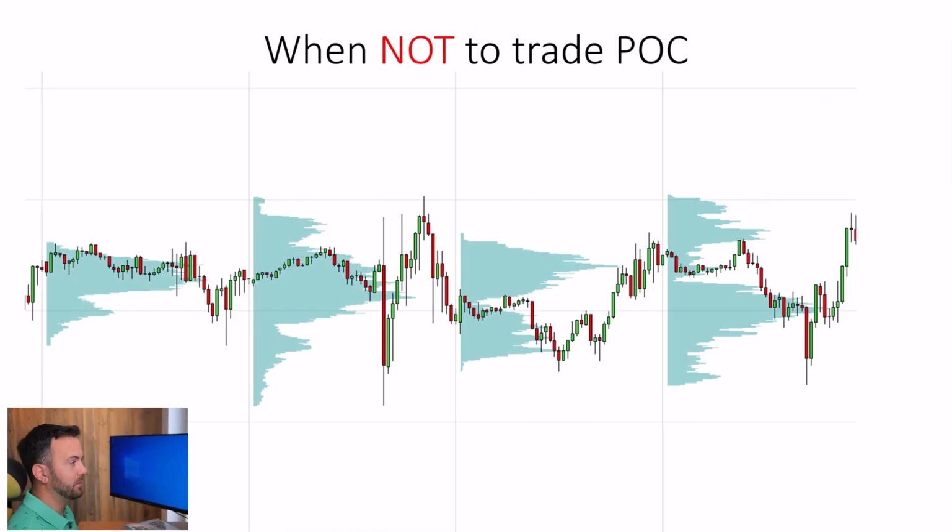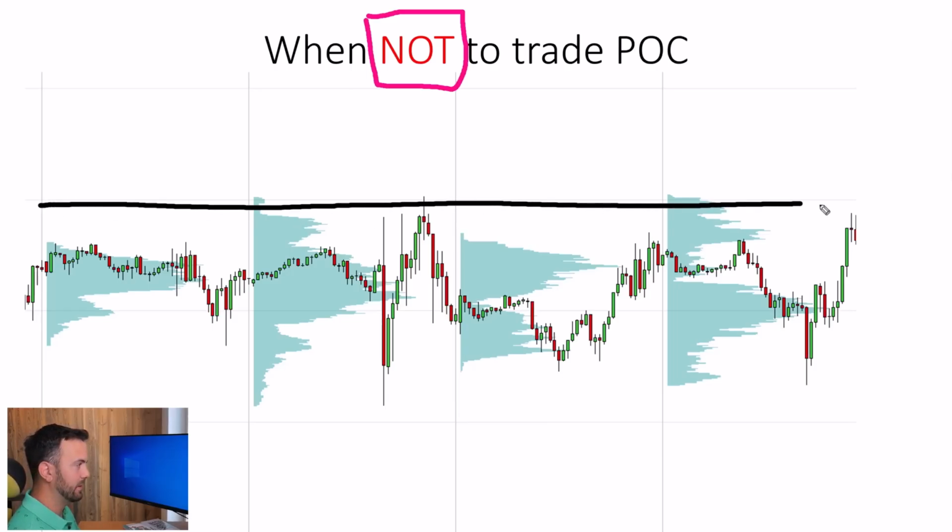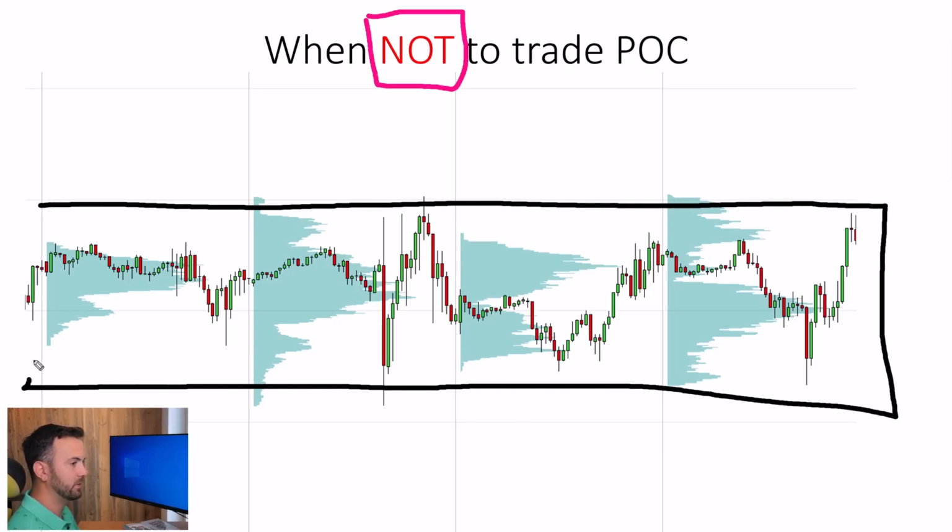Now, what I wanted to show you is when not to trade the point of control, because this is also very important, knowing when a strategy does work and when it does not, because there's no strategy that would work all the time, right? So when not to trade the point of control. When you notice that the market is going sideways, in sideways price channel like here, then you don't want to trade the strategy of point of control pullbacks that I just showed you.